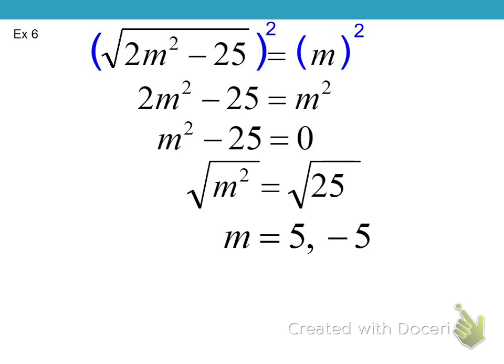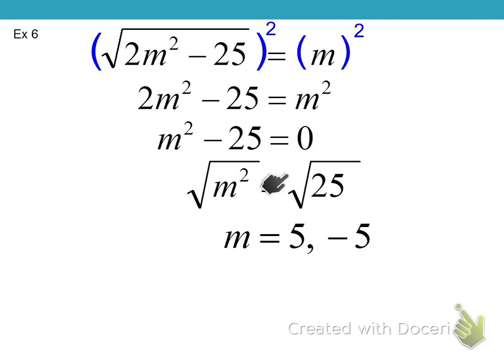All right, so when I plug in positive 5, what is 5 squared? 25. And what is 25 times 2? And what's 50 minus 25? And what's the square root of 25? 5. And I have a 5 over here, so I have 5 equals 5. Is that right? Yes.